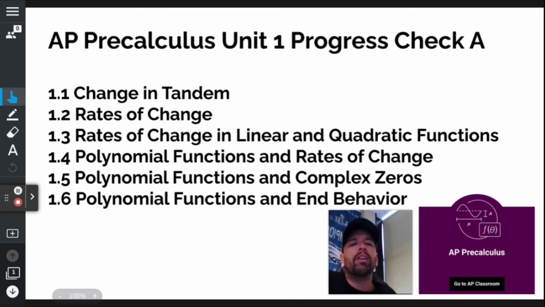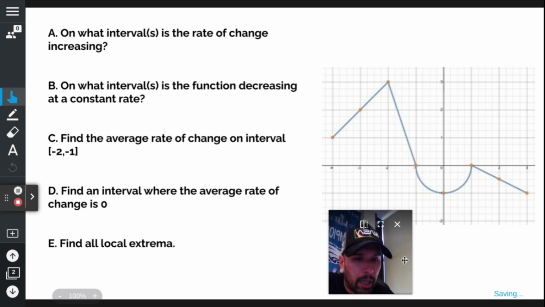For the sake of this video, though, I'm just going to do problems, look at every single problem, go over the answer, move on to the next one, move on to the next one, move on to the next one. So let's begin, shall we?